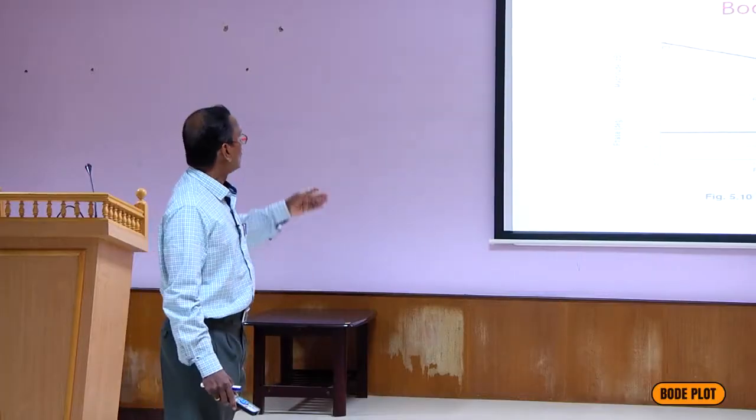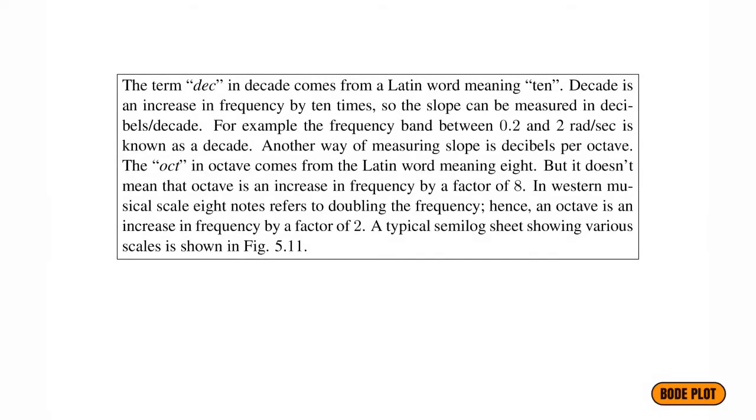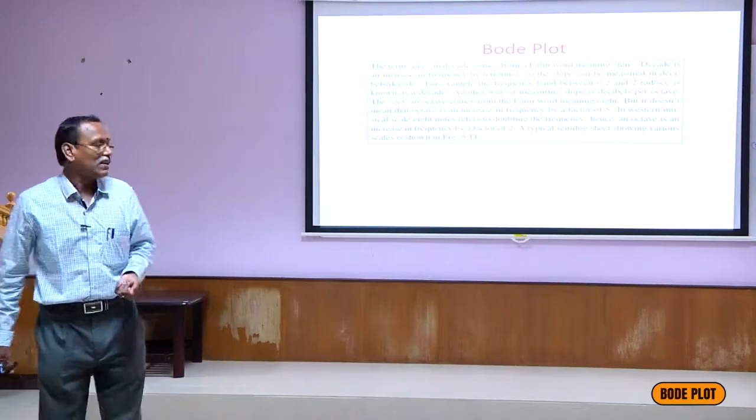That we will explain later. The decade scale: decade comes from the Latin word meaning 10. The frequency is multiplied by 10. If you multiply omega by 10, you get 10 times omega. If omega equals 1 and becomes 10, it is multiplied by 10. If now omega is 10 and it is multiplied by 10, it is 100. So if the frequency varies like 1, 10, 100, 1000, that is called 1 decade, a multiplication of 10.